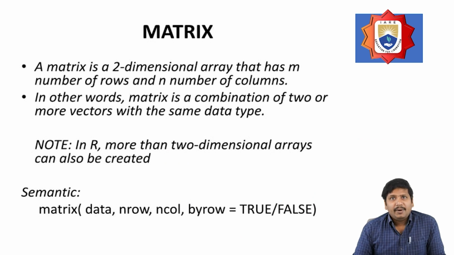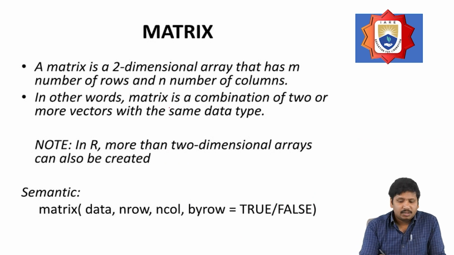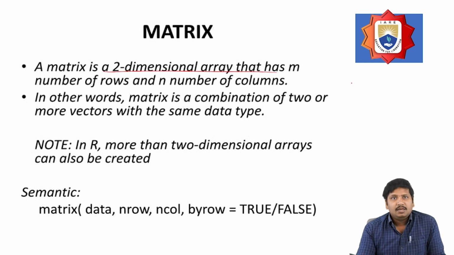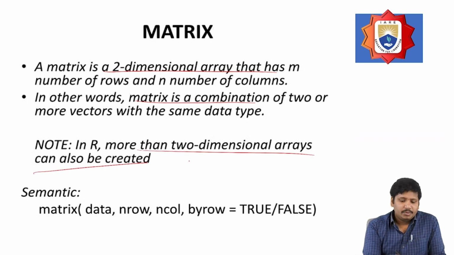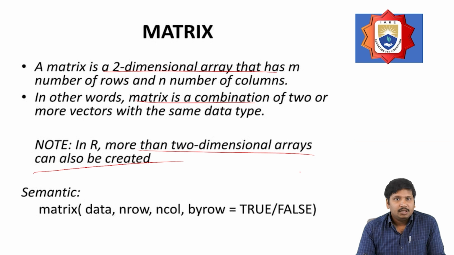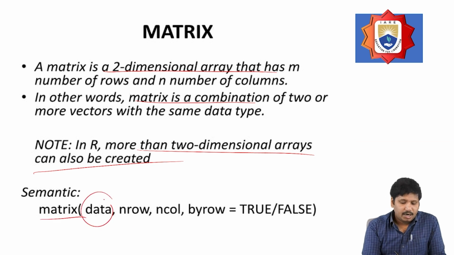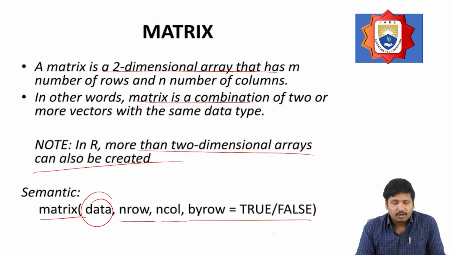The next one is the matrix. So what is a matrix? A matrix is nothing but a two-dimensional array that has a number of rows and columns. In other words, a matrix is the combination of two or more vectors with the same data type. Arrays with more than two dimensions can also be created. For example, matrix data: the number of rows, columns, and byrow equal to either TRUE or FALSE.